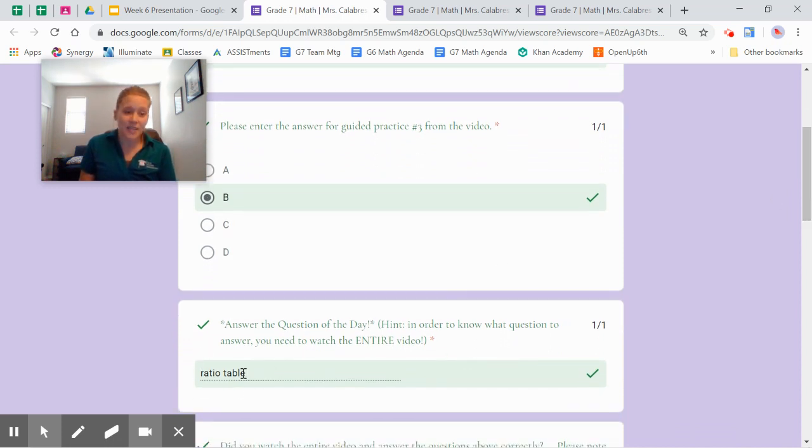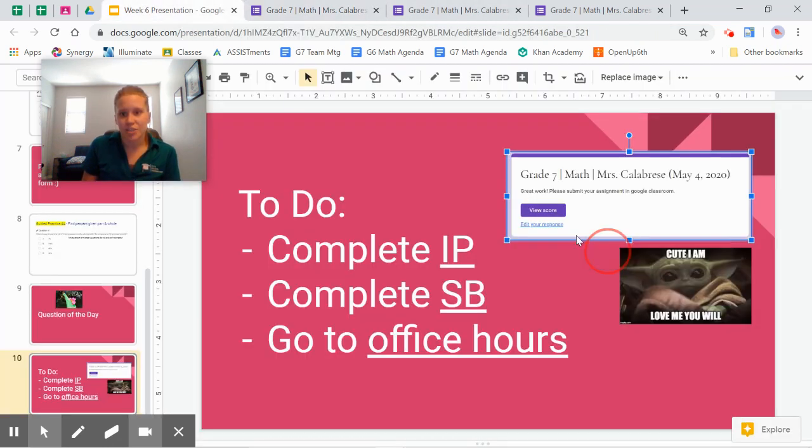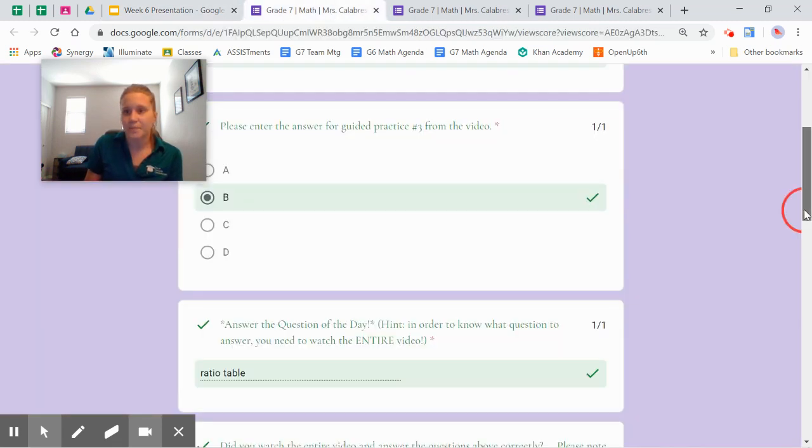If you put weird capital letters, or you put a ratio table, or you put ratio tables, those would all be marked incorrect here. If that's the case, you can actually click this edit your response button and just fix it. That way you can get it correct, okay?